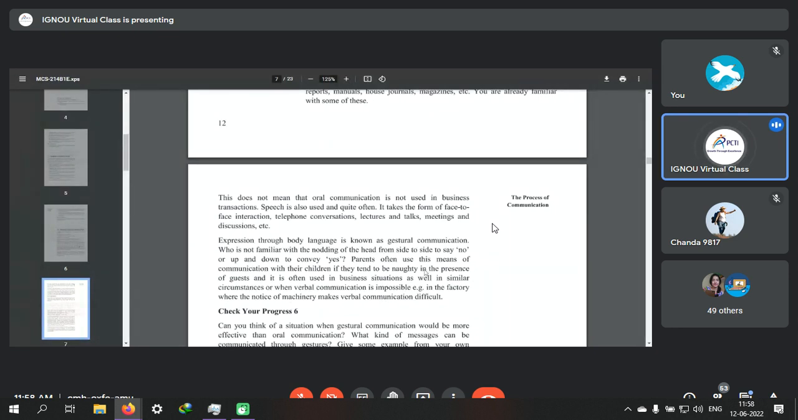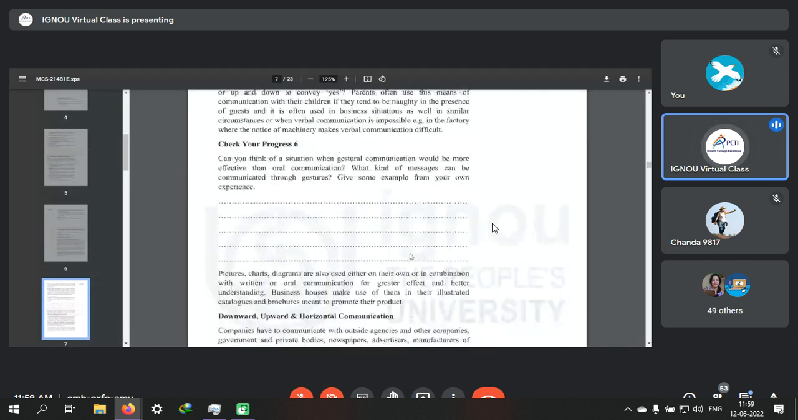So expression through body language. If I speak with very good command, my body posture is good, and my content is also good, then people take interest in that. So that is called gestures. Gestures are your facial expressions, in what ways you express yourself. If you are talking with someone, how you express yourself is very important. Okay, so verbal communication is divided into two parts: oral and written communication.